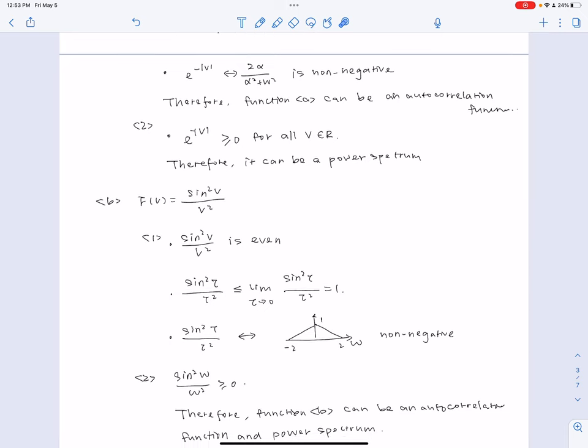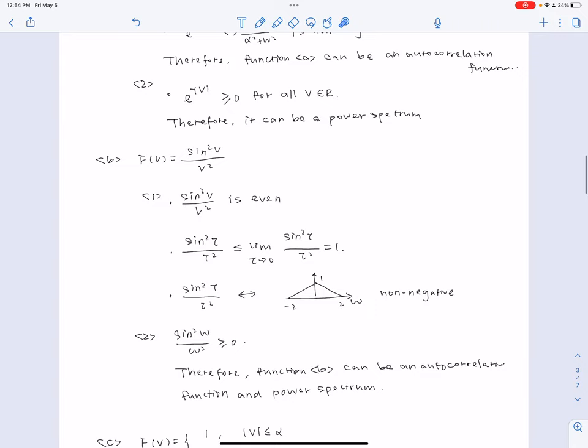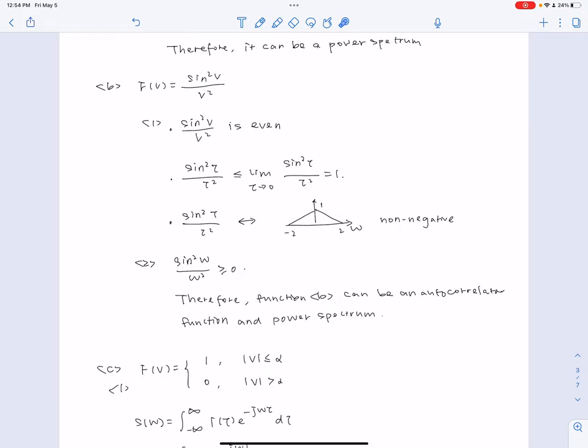The second function is sine of v squared divided by v squared. We know that it is even, and that the value has a peak at 0, which would be 1, and at all other times it would be no larger than 1. This function corresponds to a power spectrum after the Fourier transform, which is a non-negative function. So function b can also be an autocorrelation function. Secondly, this function is also no less than 0. Therefore, it can also be a power spectrum.